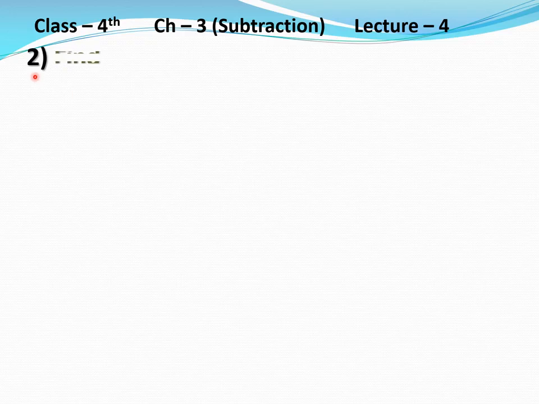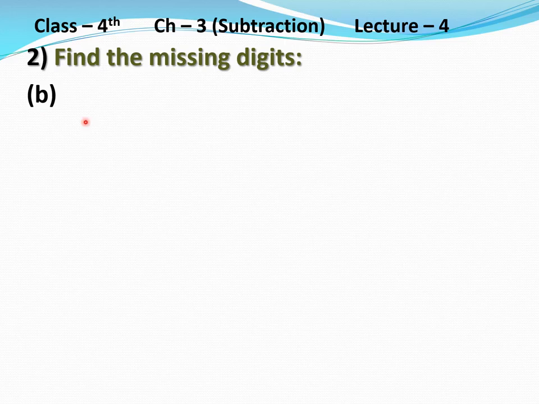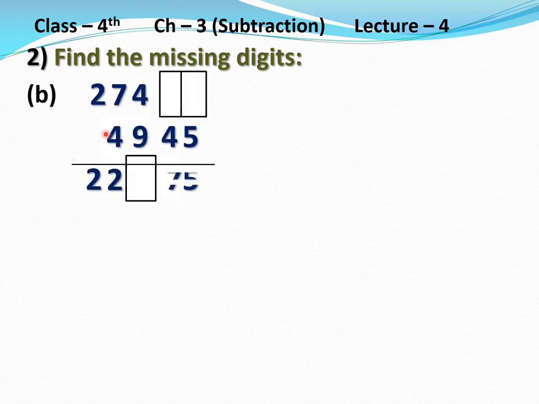Now question 2. Find the missing digits. B part. Note this question very carefully. See, first number 2, 7, 4, dash, dash. Next 4, 9, 4, 5. Difference 2, 2, dash, 7, 5. Note this question very carefully.